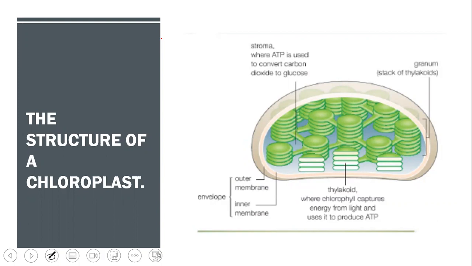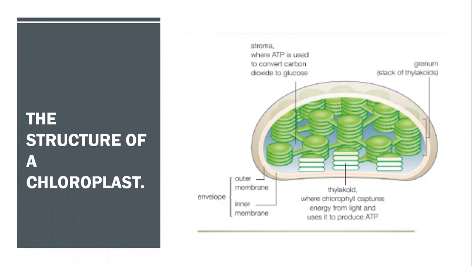There is a space between the outer membrane and the inner membrane. The space between the two membranes is known as the chloroplast envelope. Now, inside the chloroplast, we have a system of membranes. The membranes are arranged in layers.